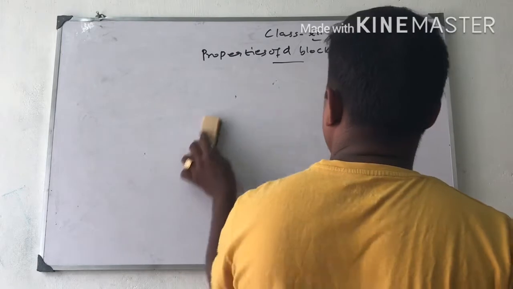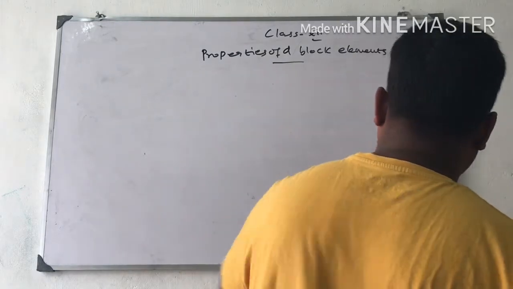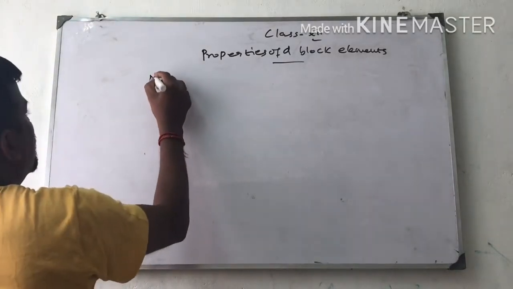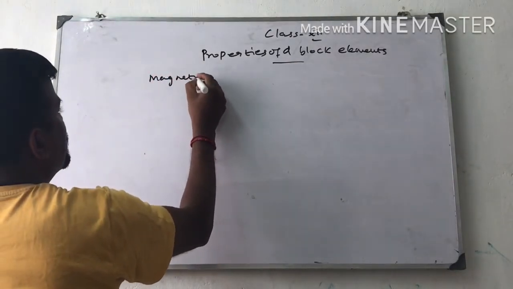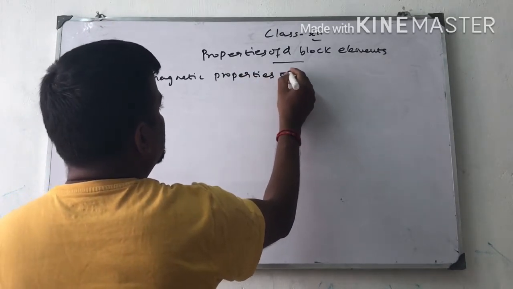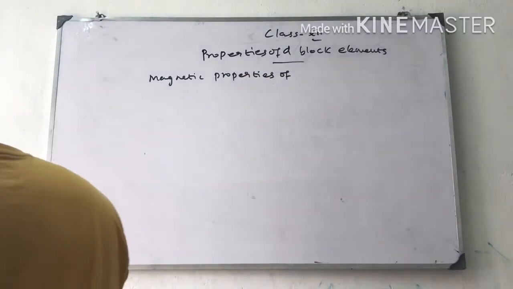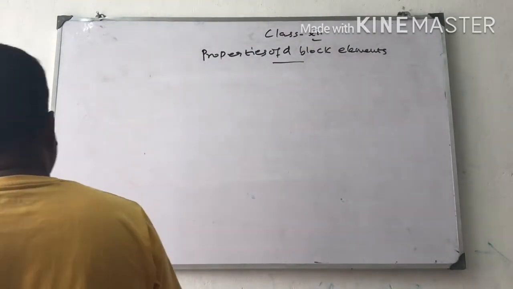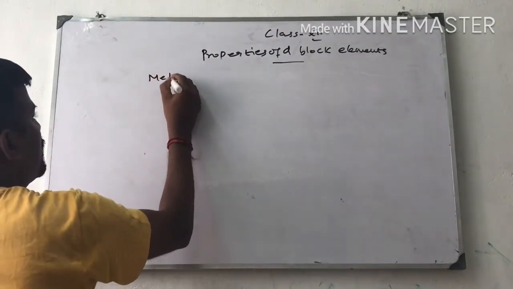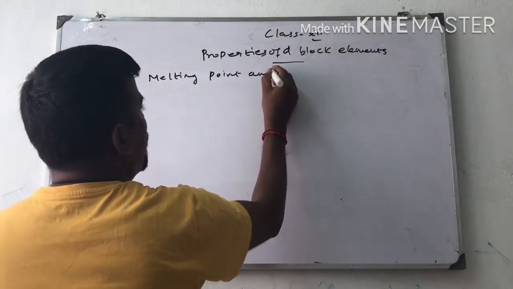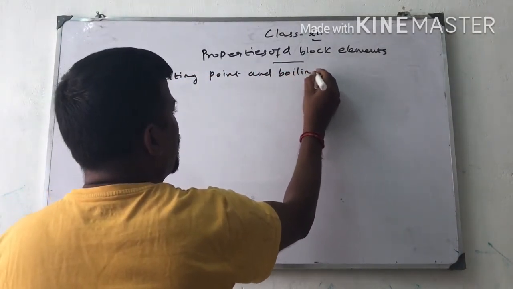Next step. The first property I am going to discuss is the magnetic properties. Magnetic properties of D block elements. Not magnetic, sorry. Melting point and boiling point of D block elements.